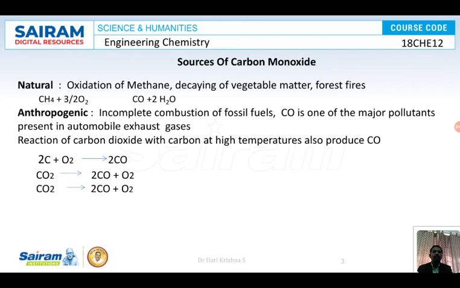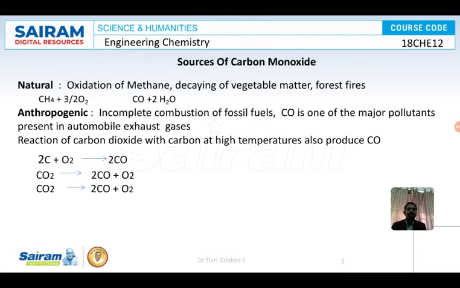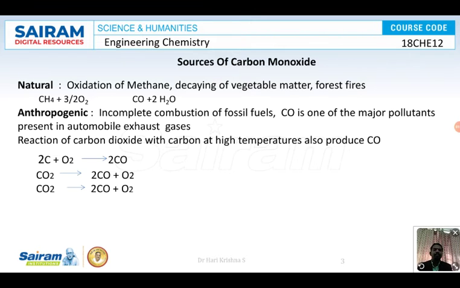Other than this, what are the other sources? Let us see. This is the graphical representation. The natural source of carbon monoxide is oxidation. Carbon monoxide is formed due to oxidation of methane, decaying of vegetable matter, and forest fire. Forest fire is a major natural source of carbon monoxide.